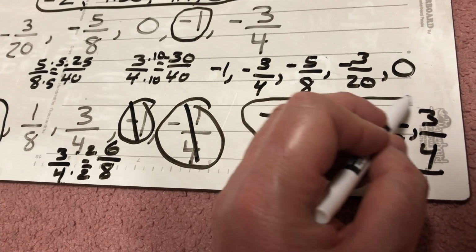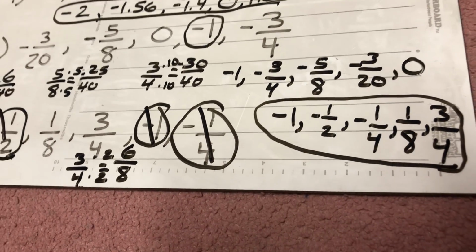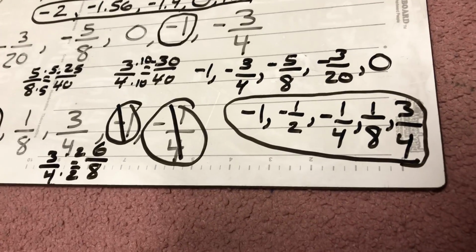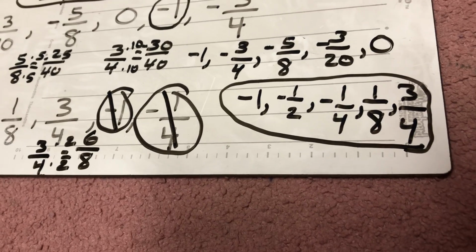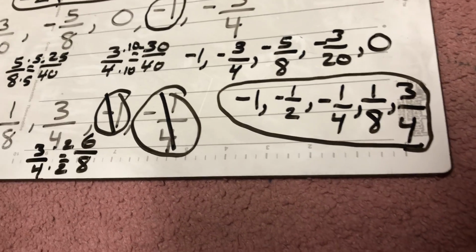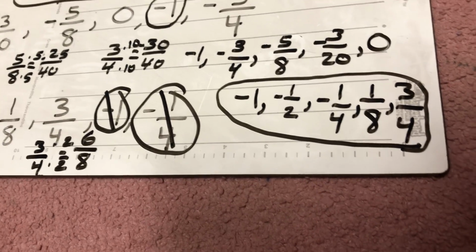The key, 6th grade, is just remembering that when it comes to negative numbers, the larger the digit, the smaller the number. Negative 10 is a smaller number than negative 5. Negative 5 is a smaller number than negative 4, and so forth.